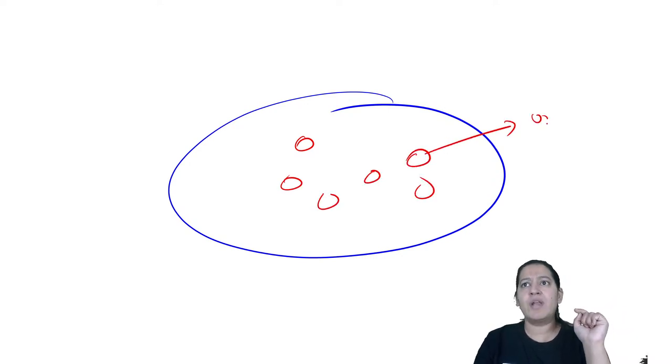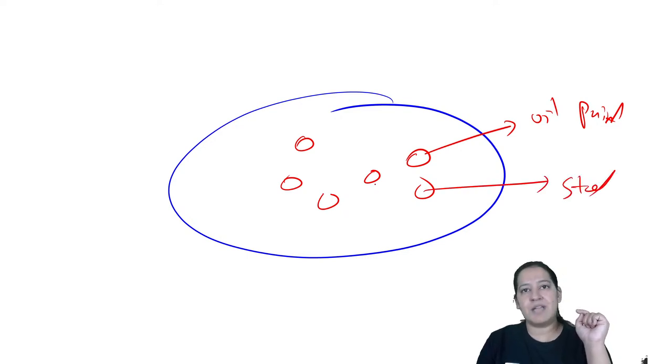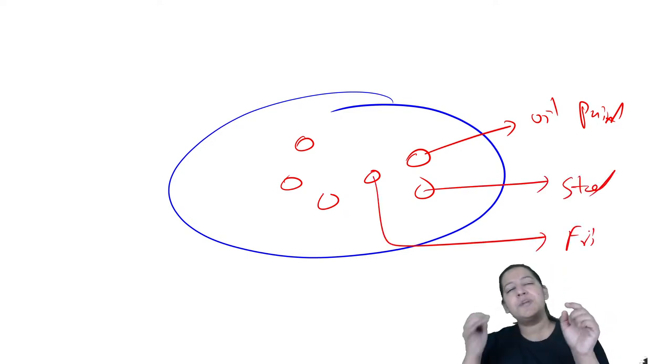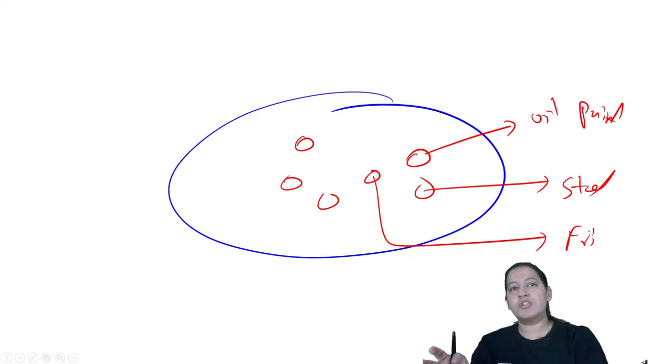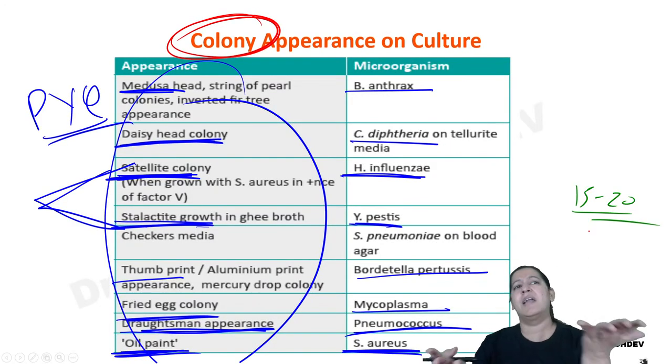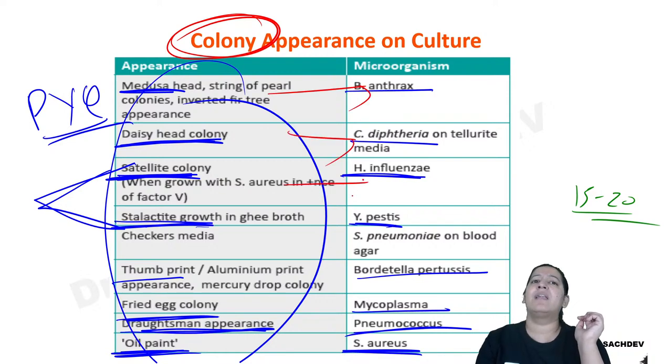So sometime it looks like oil paint. Sometime it is looking like stellate growth. Sometime it is looking like fried egg. So typical name is given, Medusa head. So typical name, typical bacteria. Learn it. Usme samajhne ka kuch nahi hai. One liner hai, learn karo. Expect one MCQ from this.